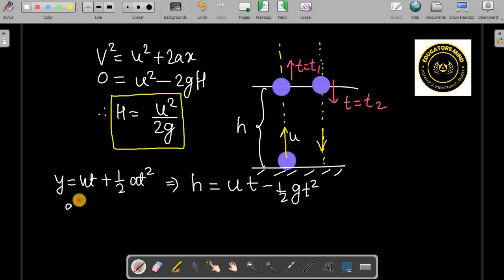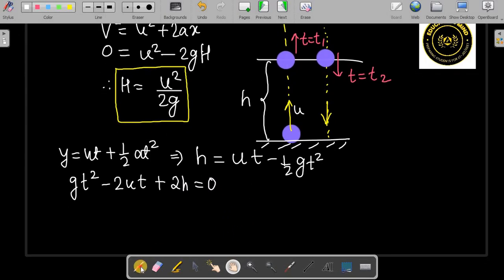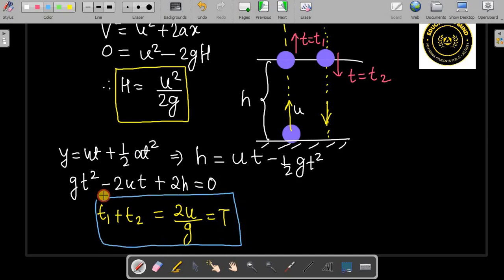Make a quadratic equation: g t square minus 2ut plus 2h is equal to 0. This quadratic equation, when you solve it, will give two roots, t1 and t2. So the sum t1 plus t2, sum of the roots is minus b by a, so you will get 2u by g. You see, t1 plus t2 is actually the total time of flight that we can note, right? Sum of the times is the time of flight.